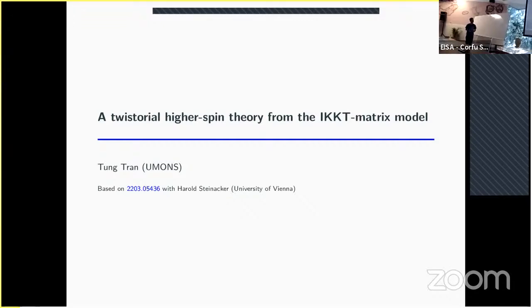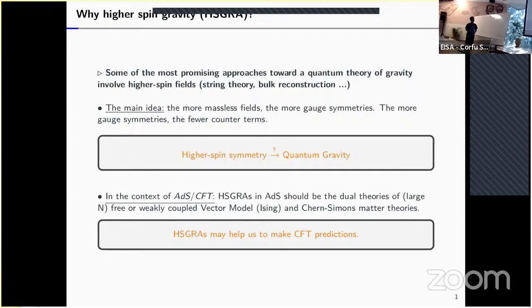The talk I will give today is based on my work with Harold Steinacker, who's sitting in the audience. It's about three different subjects: twistor theories, higher spin theories, and the IKKT matrix models. So let's dive in. The first thing I want to talk about is higher spin gravities.